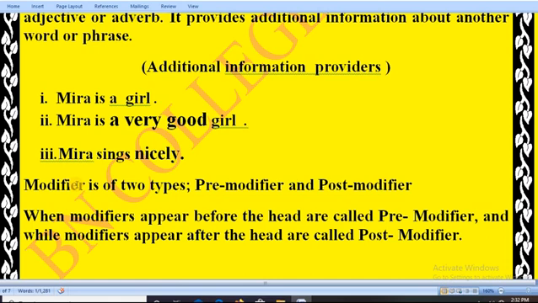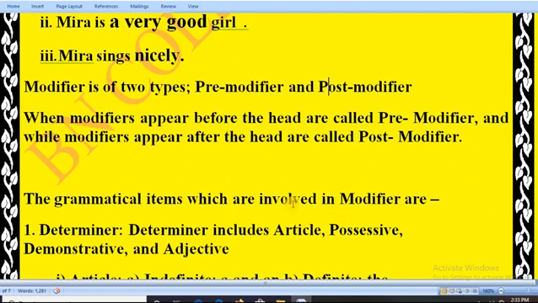Okay. So in English grammar, modifiers are of two types: pre-modifier and post-modifier. Here pre means before, and post means after. So the words which are used before any word are called pre-modifiers, and the words that are used after the word are post-modifiers. So now let's discuss in detail.